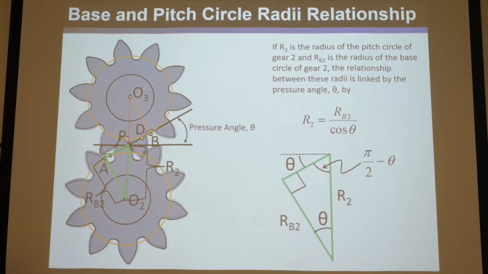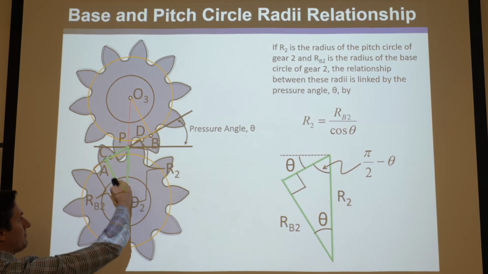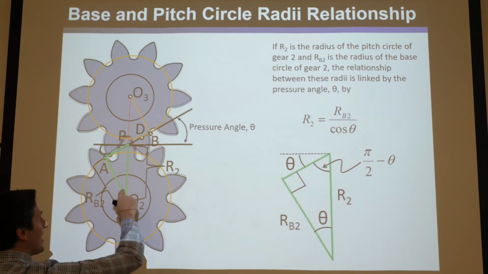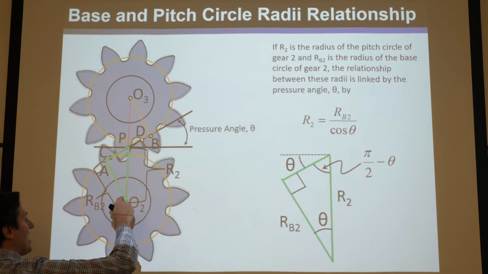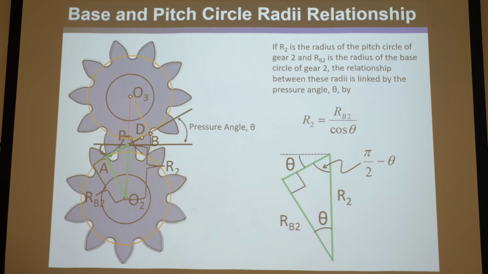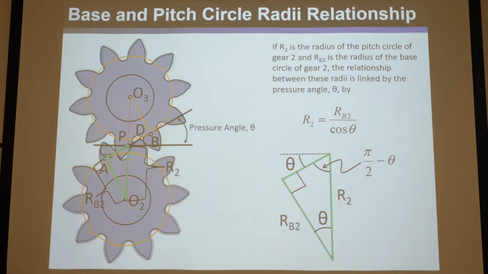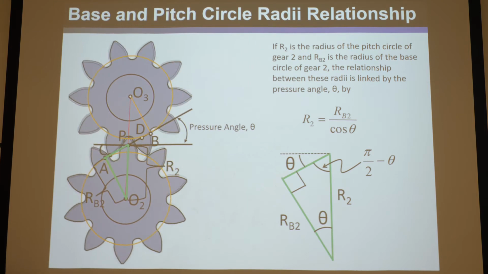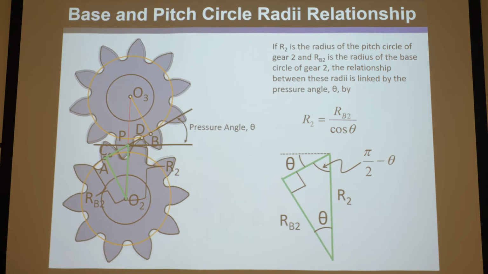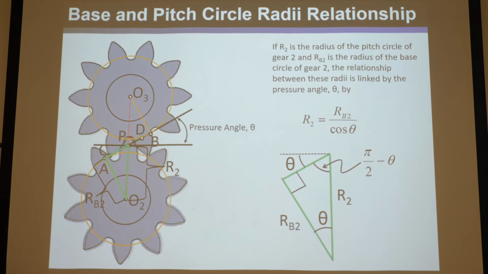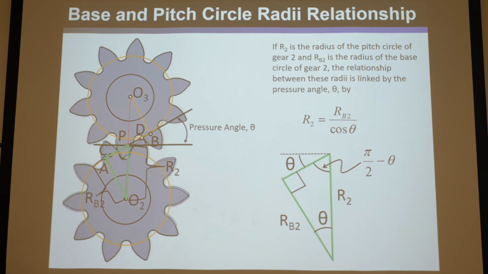Okay? And so from that you can show that if we take RB2 right here and divide it by cosine of this theta, this length divided by that length will cancel and you get R2. So from that simple geometry you can show that is the correct relationship. If you know the pressure angle between two gear sets, and you know the base circle, you can find the pitch circle radius.